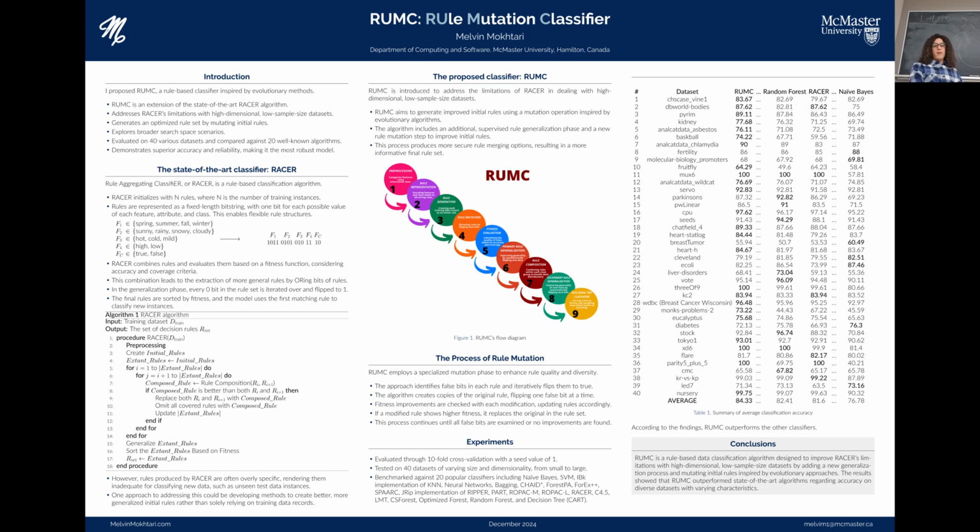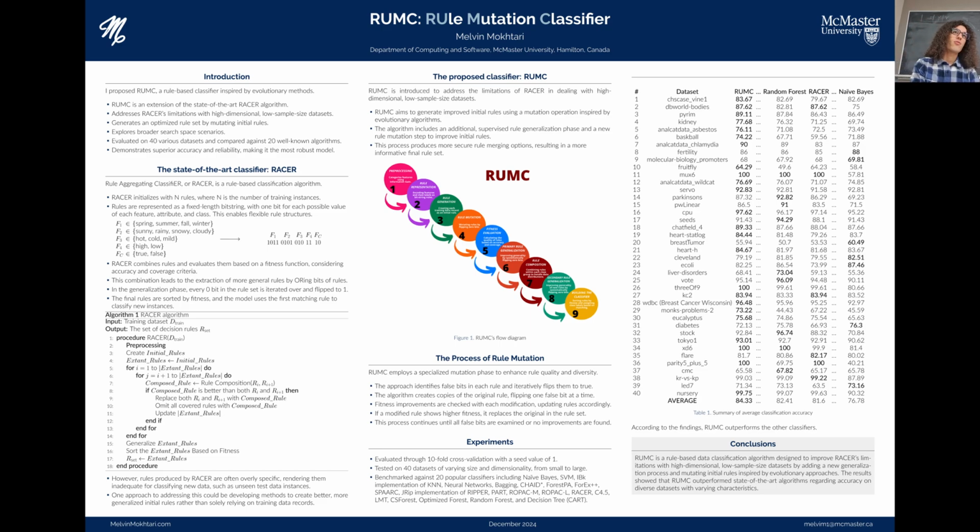So it makes sense to tweak those initial rules to generate better predictions on unseen data points. RUMC has 9 steps, as you can see in this middle picture. About half of those steps are dedicated to that purpose. I'm trying to improve those initial steps by adding 2 extra steps to RACER. Step 4 and step 6 in this picture are specifically designed by me. Step 4 is the rule mutation phase, and step 6 is the primary generalization phase, which I'm going to explain shortly.